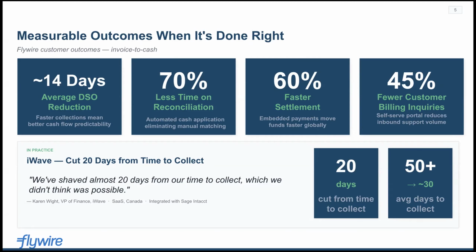The reconciliation metric is usually the one that resonates the most with finance leaders because when payments are automatically matched to invoices and the cash application process becomes largely automated, the team can recover a tremendous amount of time that was previously spent on that manual work. One example I like to give is our Sage Intacct customer, iWave. They are a SaaS company based in Canada. Before they implemented Invoice and Flywire, they were averaging more than 50 days to collect payments.